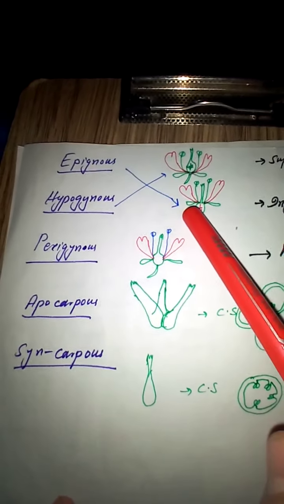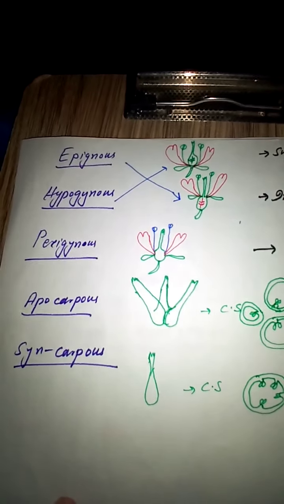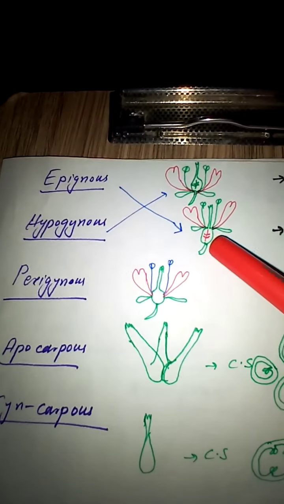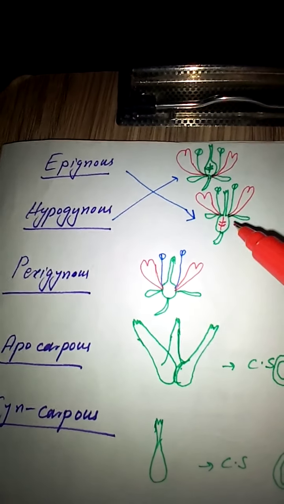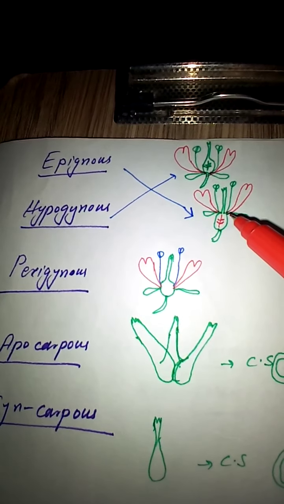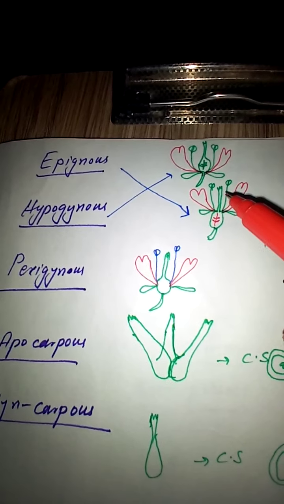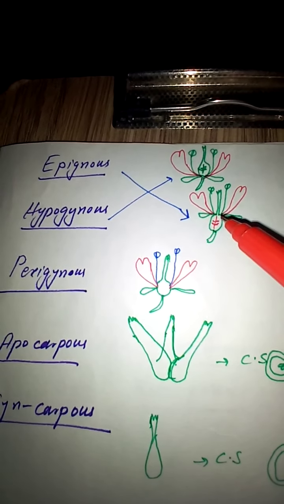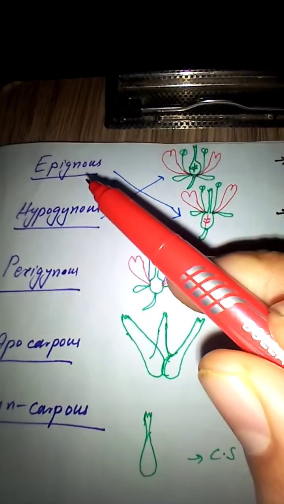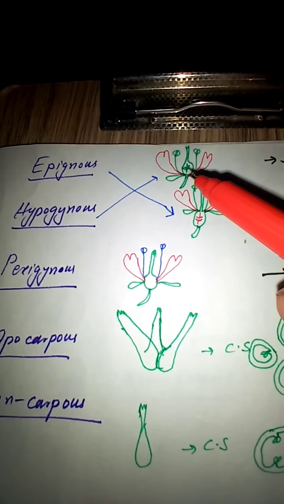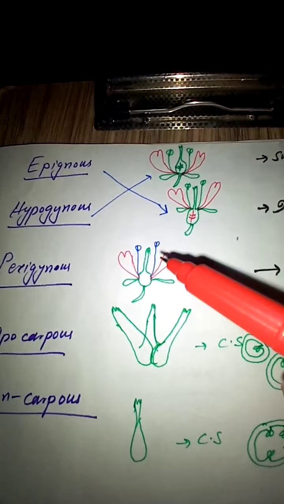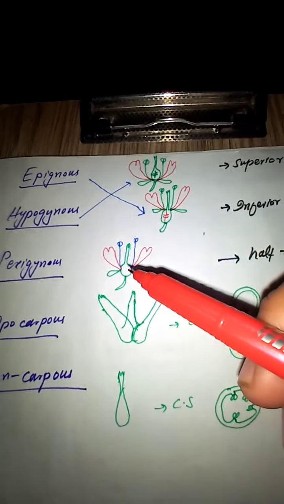Epigynous means when the other floral parts are present at the apex of the ovary. This is the apex of the ovary, and the other floral parts, sepals, petals, and stamens, are present at the apex of the ovary. So this is epigynous. Hypogynous when they are present at the base of the ovary. Perigynous when they are present at the middle of the ovary.